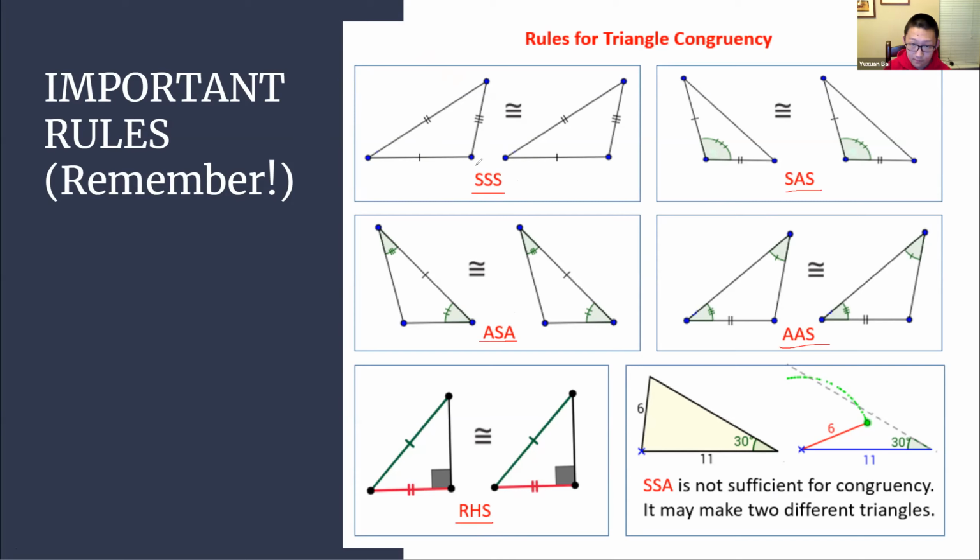So the first one, SSS. Each S stands for a side. For example, this side, which we see right here, the longest side, corresponds to this longest side on the second triangle. These 2 tick marks, which you see across both sides of the triangle, mean that these 2 sides are congruent. So their lengths are equal.